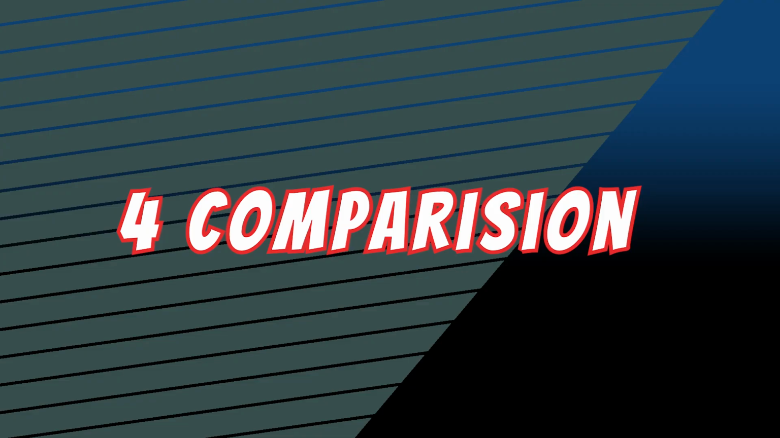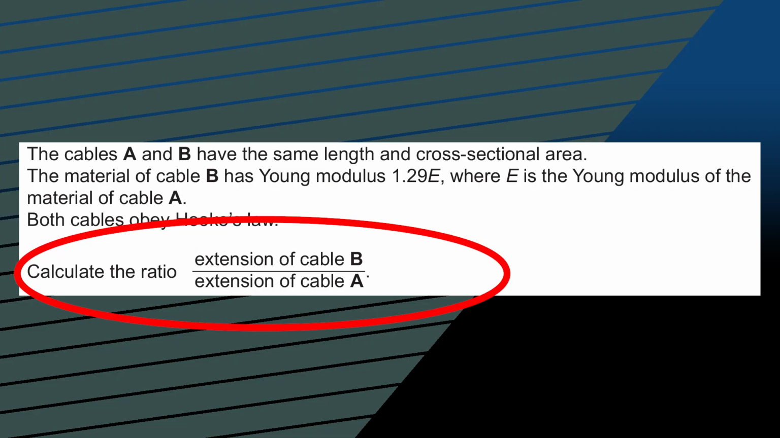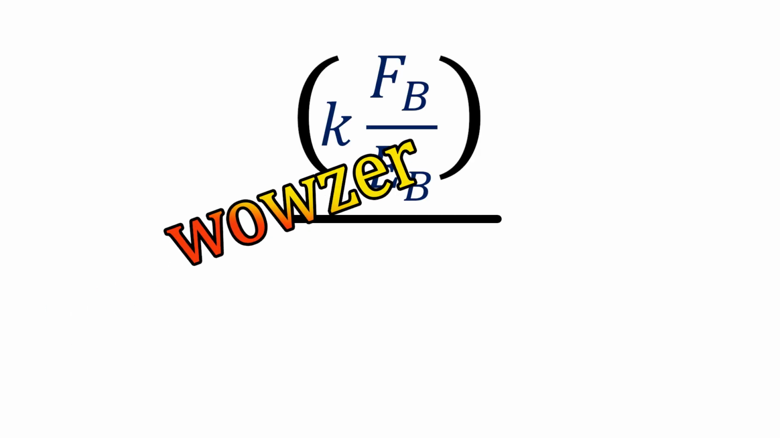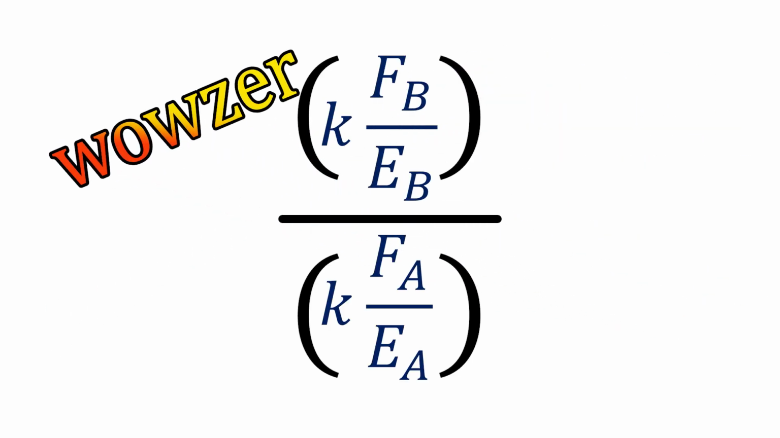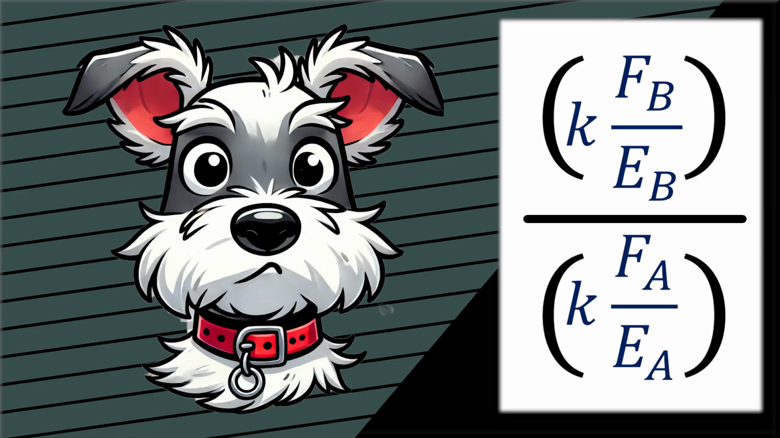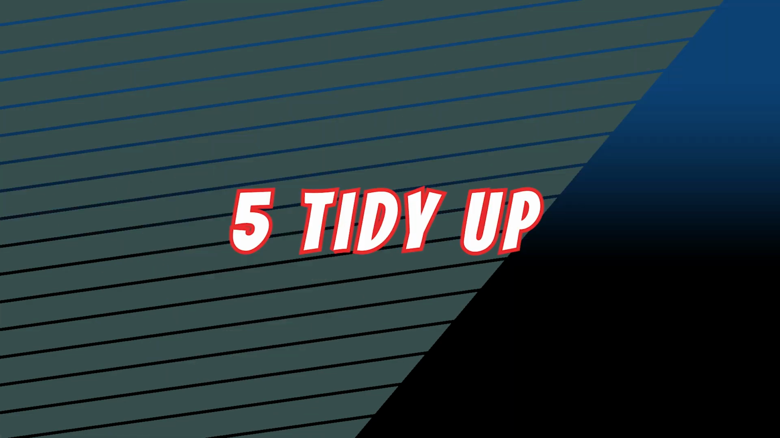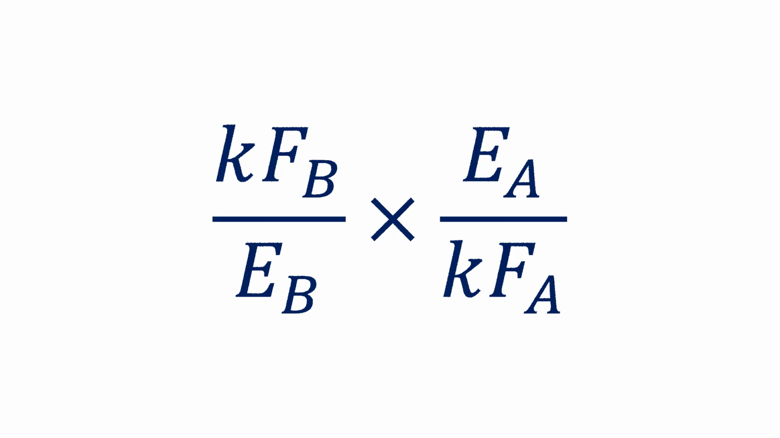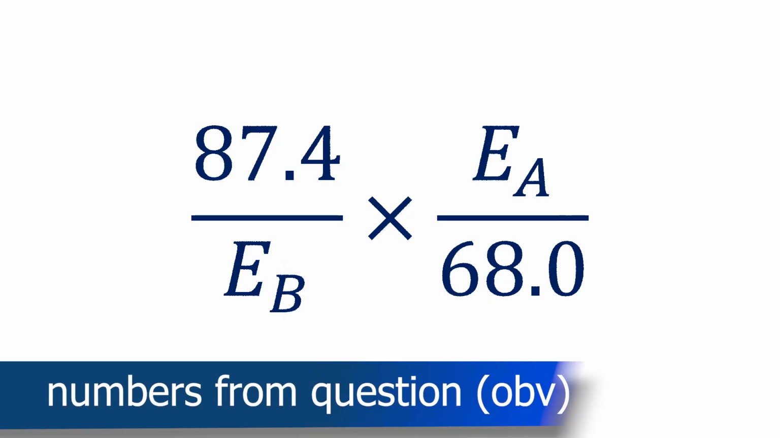The next step is to carry out the comparison asked for in the question. So now we simply divide our equation for xB by xA. A tip from Betty the physics doll: don't forget you can flip the fraction on the bottom and multiply by that. Probably the final step is to just tidy up. In this case, we can cancel out the k's and now we can stick in the numbers.